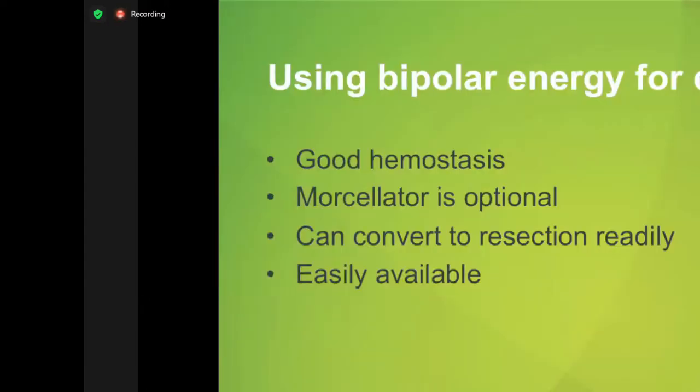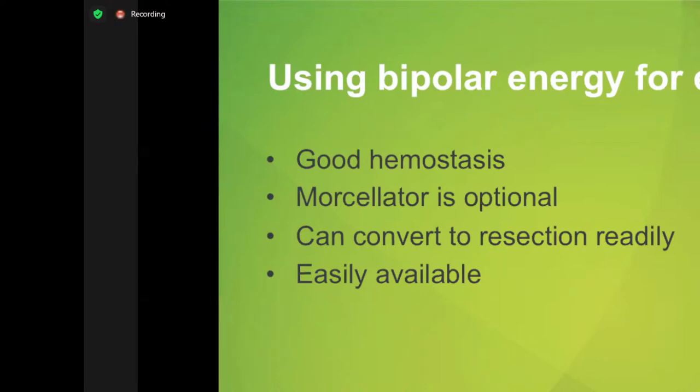For me, I use bipolar most of the time simply because it's widely available in Hong Kong and it's easy. Sometimes if the morcellator is an issue, we can easily do enucleation followed by resection. For urologists who are just starting this procedure, I think this is also a good energy modality to adopt, because in case you have difficulty or are not comfortable, you can always convert to resection readily. And so I tend to use this.